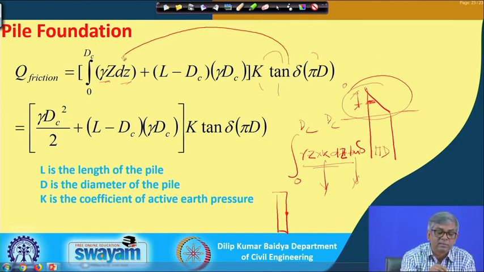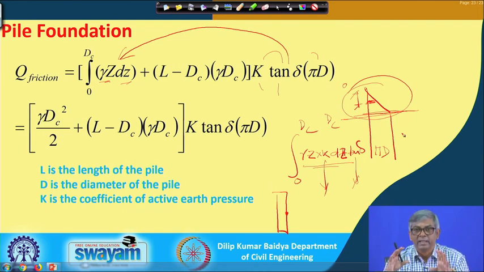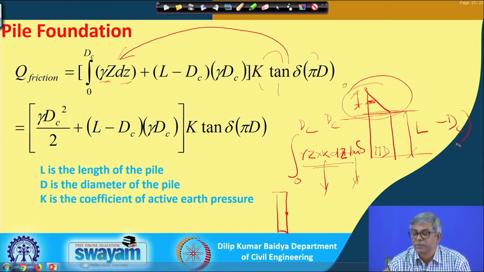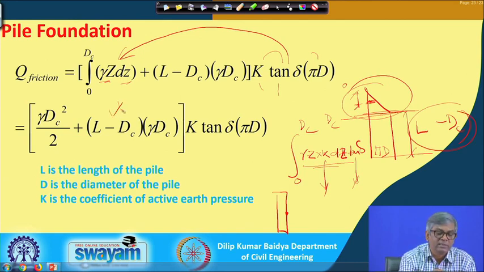So, this is one part, up to this. And beyond this, what happened? If the length of the pile is L and the critical depth is dc, then the remaining depth from here to here is L minus dc. So, the length you have got is L minus dc, and the lateral pressure is gamma times dc. The vertical pressure is gamma times dc, and then multiplied by k, it becomes horizontal pressure, then multiplied by tan delta and pi d.